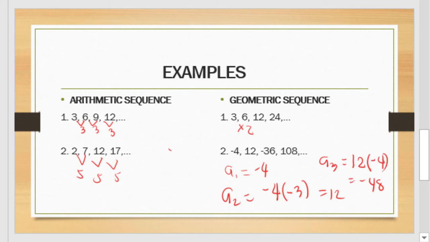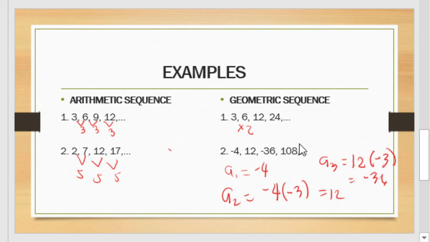This is supposed to be... this is not negative 4, but actually it is negative 3, no? Negative 3. And then 12 times negative 3, that is negative 36.